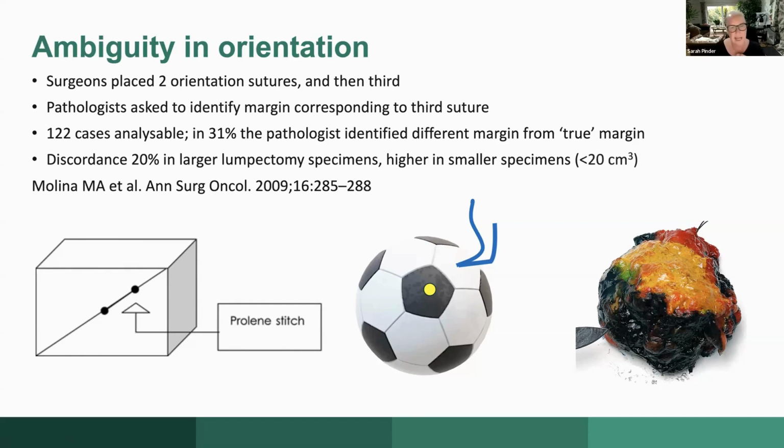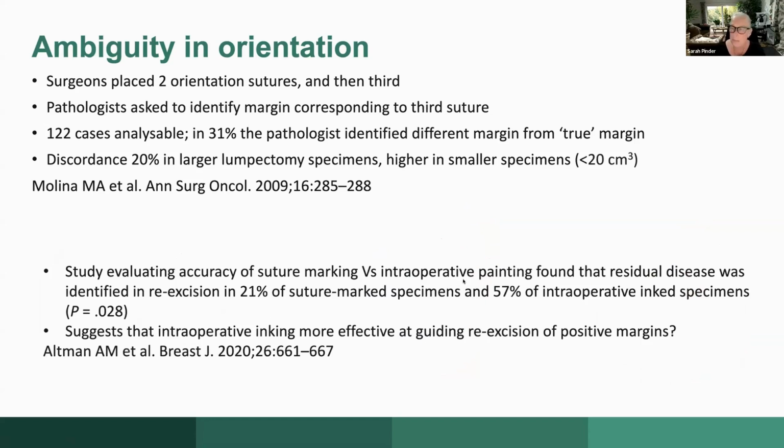It is true that if you ink the specimen intraoperatively, that's potentially more effective at looking at which margins are positive, if they are. So this was suture marking, which is what we do as routine intraoperative painting. And actually you do find a difference in identifying residual disease in those different situations. So maybe intraoperative inking is better than a suture orientation and then us inking the specimen in the laboratory.